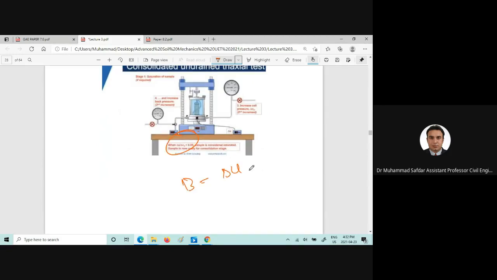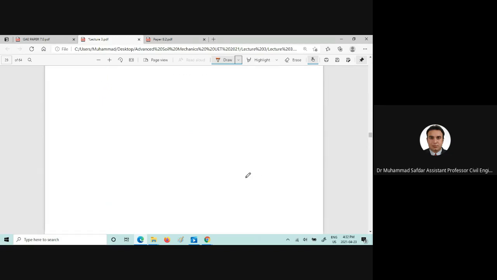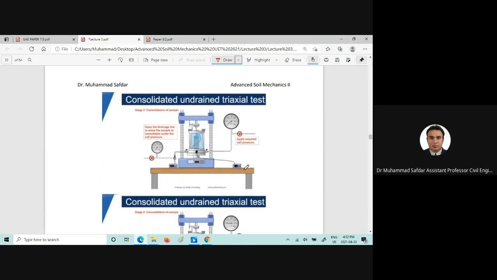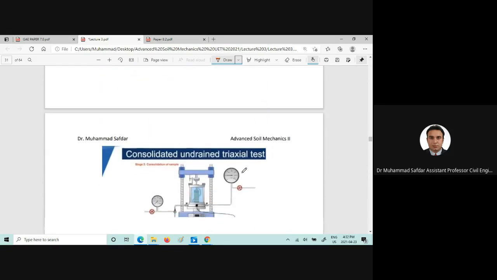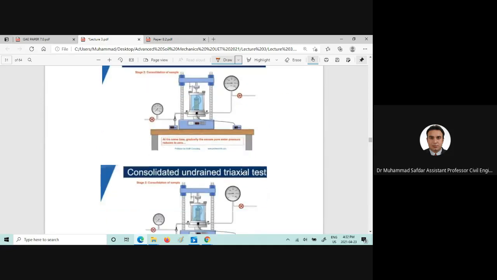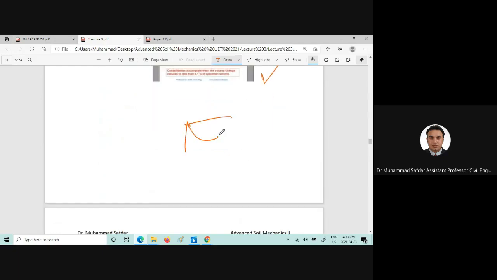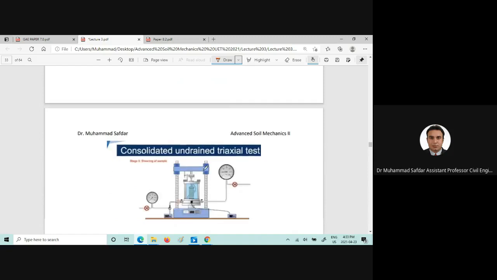B is delta U divided by delta sigma 3. Same procedure which was discussed in the unconsolidated, unconfined, and also the consolidated drained test. So therefore we are going a little bit quicker here. The consolidation is complete. You need to see that curve here. Once it levels off, consolidation is complete, and you will go for the shearing stage.